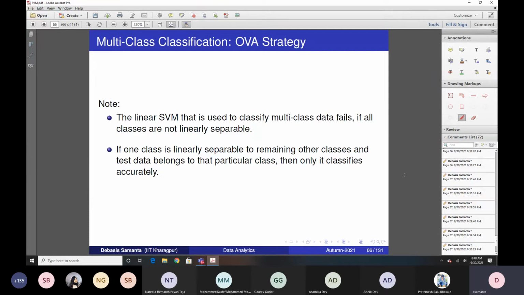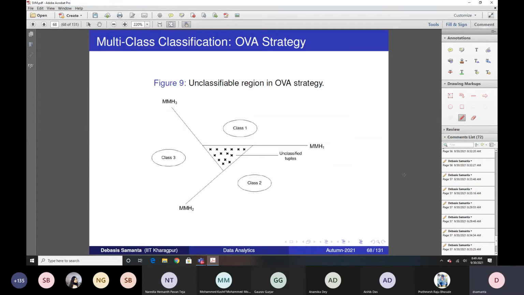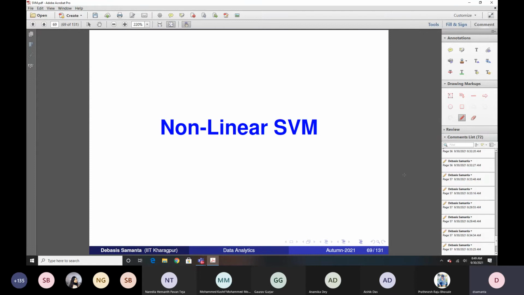Okay, so this is the concept that I wanted to convey to you: how the linear SVM can be modeled to classify binary class data, and then how the same models can be applied to solve the multi-class classification problem. Now our next question, which is very important, is what if your data is not applicable to linear SVM.